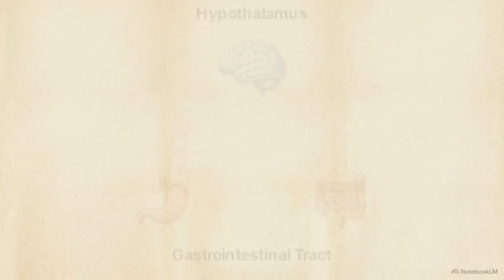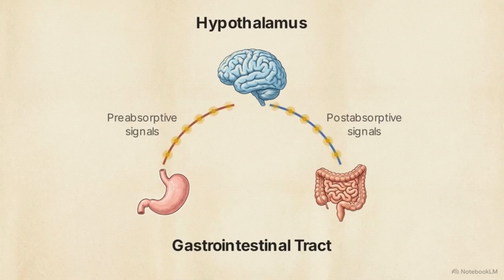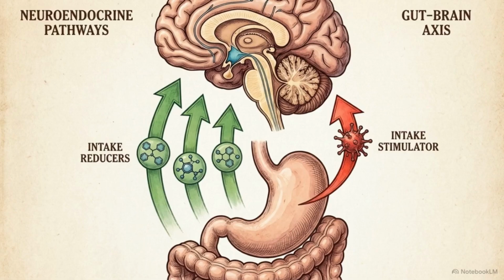This logic map illustrates the intricate network between the gastrointestinal tract and the brain. Pre-absorptive and post-absorptive signals from the gut provide continuous feedback to the hypothalamus, strictly regulating food intake through competing hormonal pathways. Specific gastrointestinal hormones serve as intake reducers, including GLP-1, or glucagon-like peptide 1, CCK, or cholecystokinin, and PYY, or peptide YY. Competing against these is ghrelin, a hormone secreted primarily by the stomach that functions as the body's primary intake stimulator.